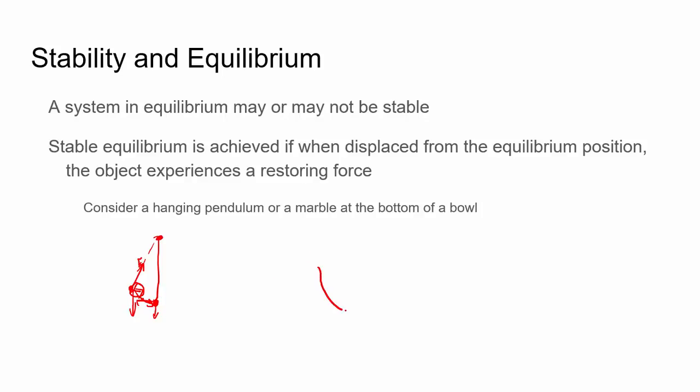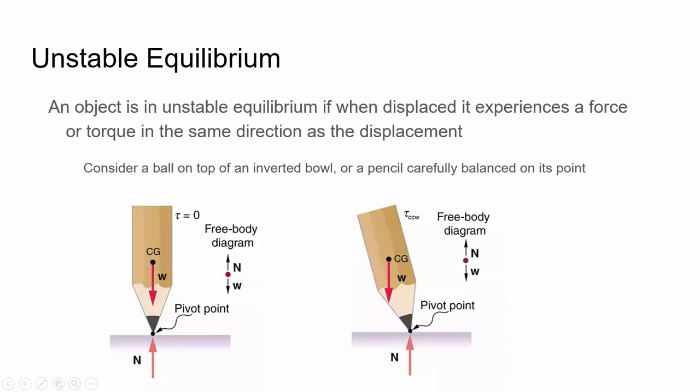Or if you had a bowl with a marble in it, down here the marble's in stable equilibrium. If it gets displaced either side, then gravity is going to pull it down the hill and it's going to return back to its stable spot. So stable equilibrium means any displacement from equilibrium, there's going to be a natural force that acts to return it back to its stable position. Unstable equilibrium, not so much. In fact, it's just the opposite. In unstable equilibrium, if it's displaced from where it's balanced, then it's going to fall over.